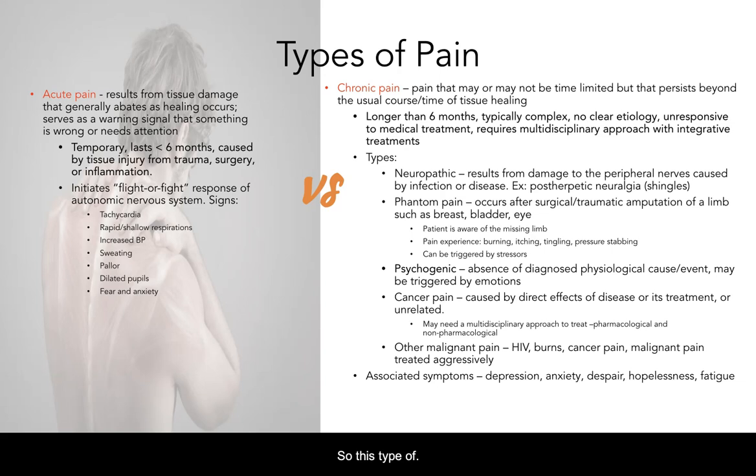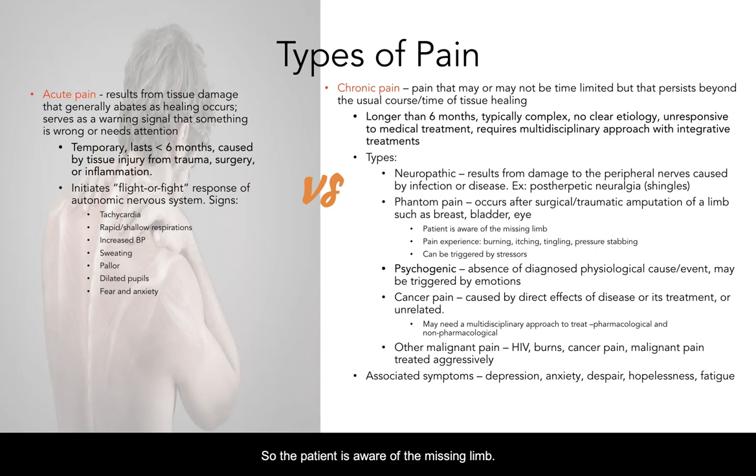So the types of chronic pain are neuropathic pain, resulting from, like we mentioned, damage to peripheral nerves caused by infection or disease. For example, shingles or diabetes. Then you have phantom pain. It occurs after surgical traumatic amputation of a limb, such as a breast, bladder, eye.